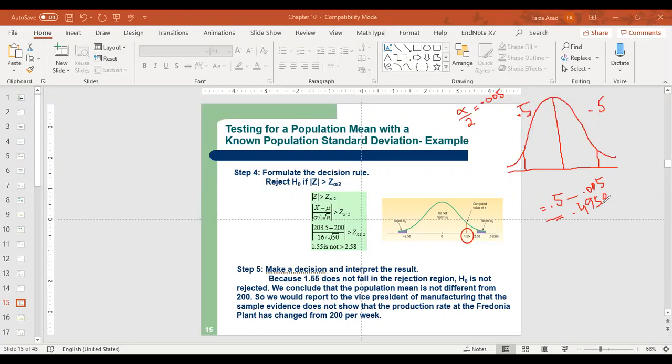So we need to find the nearest value in the z table, which is Appendix B1. The nearest value is 0.4951, and the corresponding columns give the value of 2.58. It means 2.5 will be in the row and the column is 0.08. So this value lies here in the table. So we will get the critical value, which is 2.58.